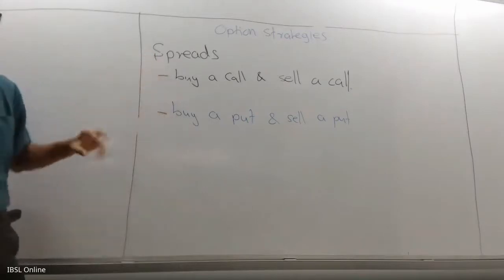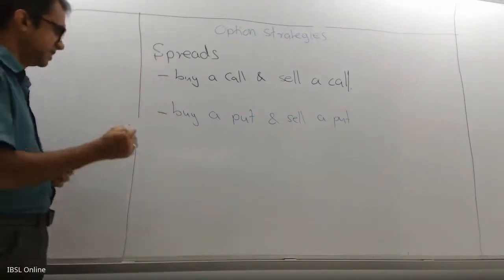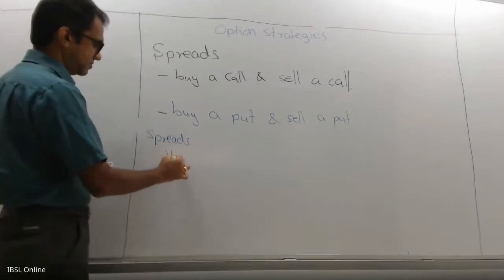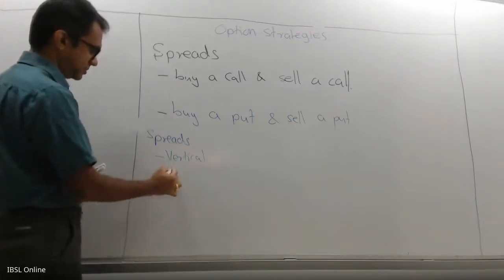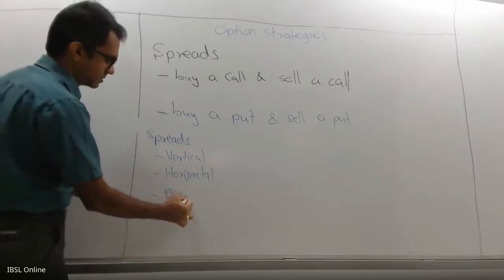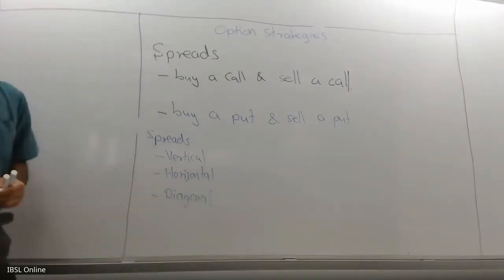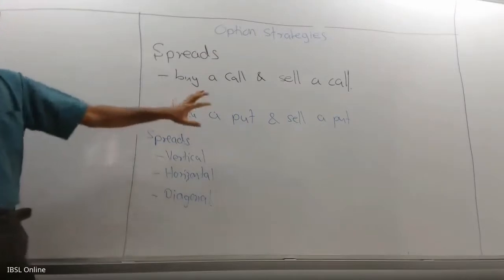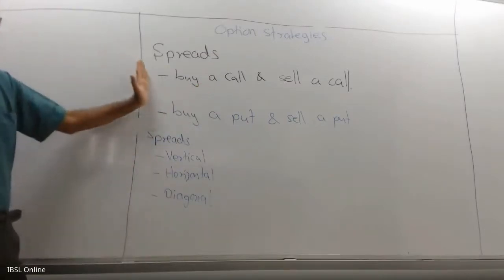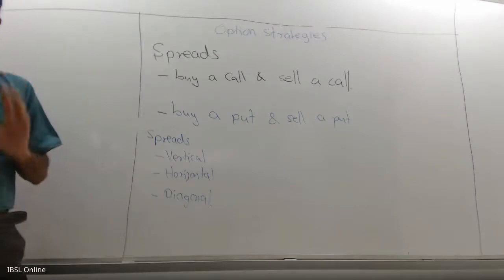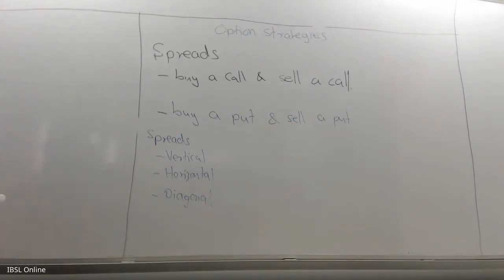These are spreads. Then, there are three types of spreads: vertical, horizontal, and diagonal. So in a spread, either you buy and sell a call or buy and sell a put. That's a spread. How do you define that spread as a vertical one or a horizontal one or a diagonal one? That depends on which variable you change. That means either you change the strike price, or the maturity, or both.